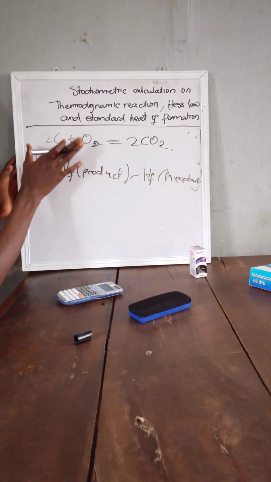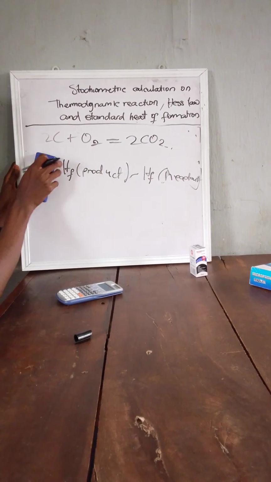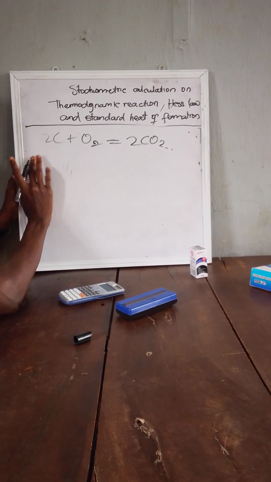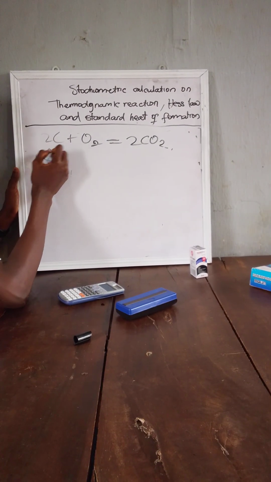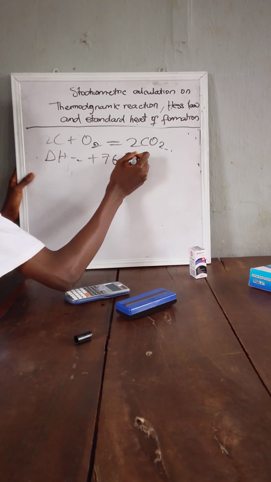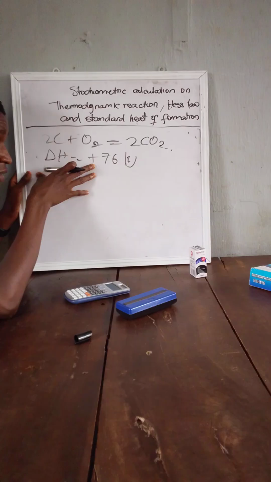So automatically, I have to resolve this one first. I might be given the heat of formation of this carbon to be equal to, maybe, delta H equals plus 76 kilojoules. It's hypothetical, and that is not the exact value.